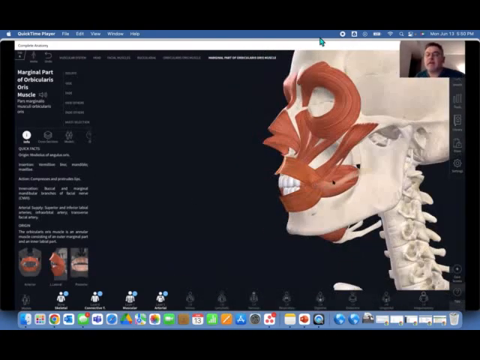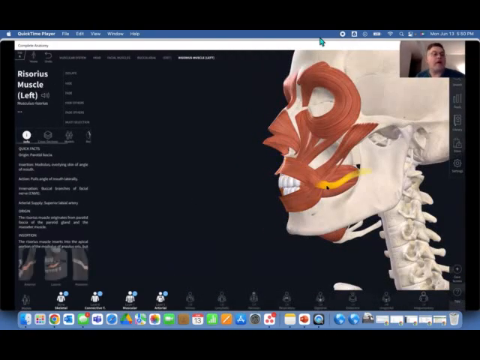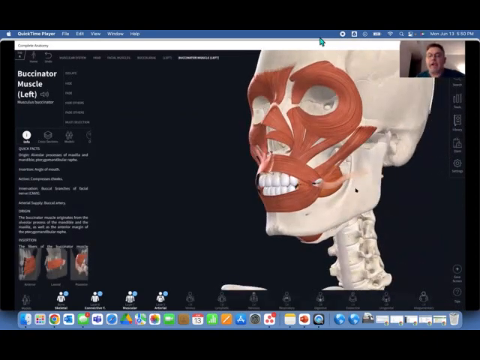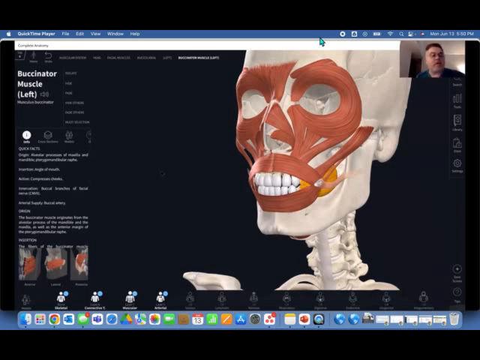If we look a little bit lateral, we'll get to the risorius. Here its origin is the parotid fascia, and it inserts into the modiolus and the overlying skin of the angle of the mouth. The action is that it pulls the angle of the mouth laterally, so it's got almost a linear pull. If we look a little bit deeper, we'll get to the buccinator. Its origin is the alveolar process of the maxilla and the mandible and the pterygomandibular raphe. It inserts into the angle of the mouth right here, and its action is that it compresses the cheeks against the teeth.